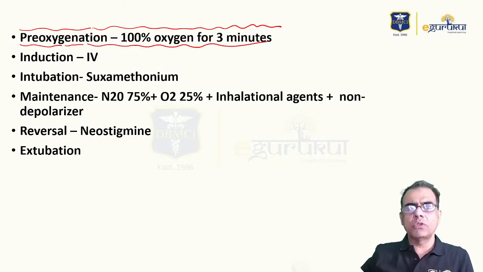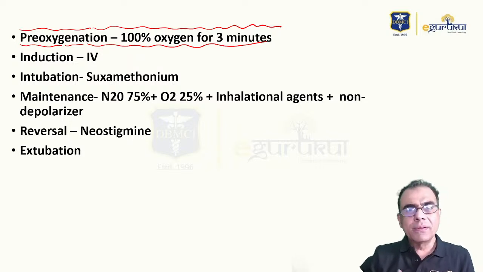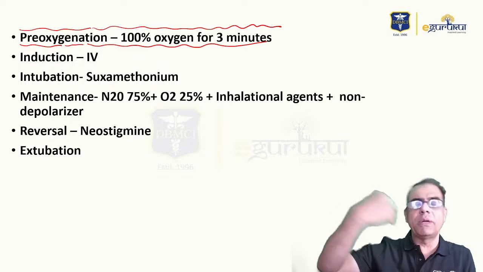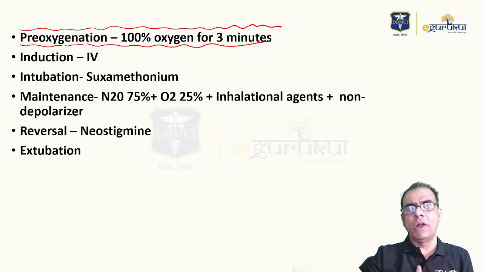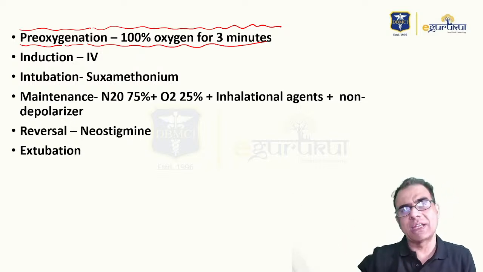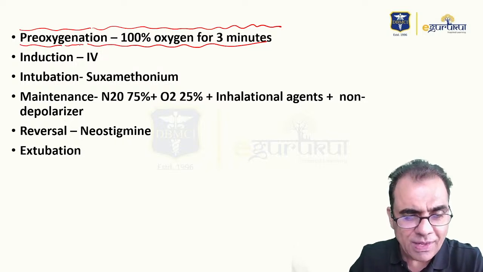And why are we doing so? Our lung is filled with air, and air contains 79% nitrogen. So if you give 100% oxygen for 3 minutes, this nitrogen will be replaced with oxygen. Now the patient's lung is filled with oxygen, meaning there is more oxygen reserve in the lungs. So if the patient develops hypoxia, he will be able to sustain hypoxia for longer periods. So after pre-oxygenation, then induction.